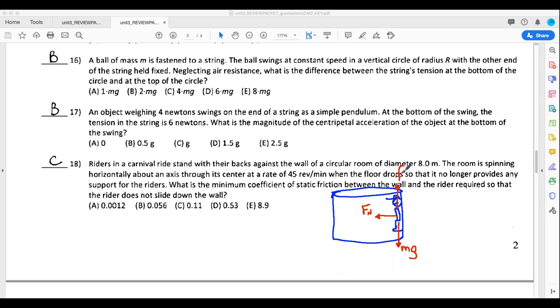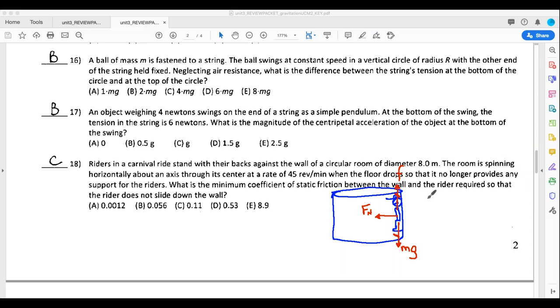The upwards force is the frictional force. Once they get you spinning, that's why the floor comes out of this thing. And if the frictional force is equal to your weight, then you don't slide down. That's part of the thrill of the ride, that experience of the floor coming out. So the question is, what's the minimum coefficient of static friction?